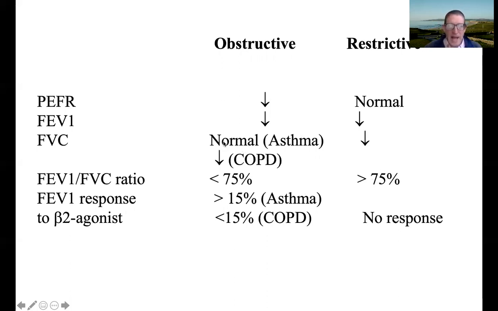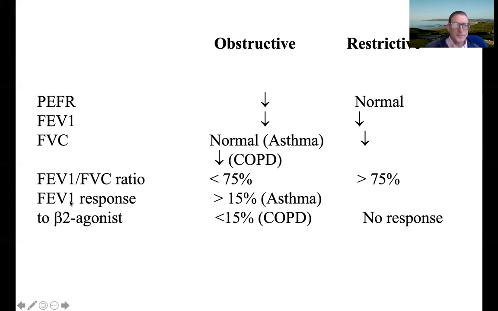In asthma, the FVC, the forced vital capacity, is normally preserved, and in COPD is normally reduced because you've got air trapping and an increased residual volume. But either way, even in asthma where the FVC is preserved, because the FEV1 is reduced, the ratio will be less than 75%, 0.75. So your FEV1 to FVC ratio will usually be less than 0.75 in asthma and COPD. And the more severe your asthma and COPD, the lower the ratio.